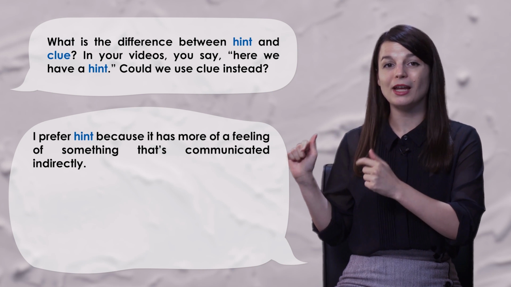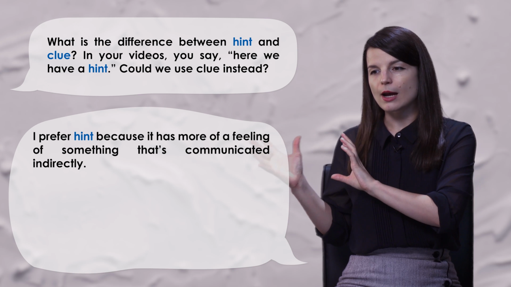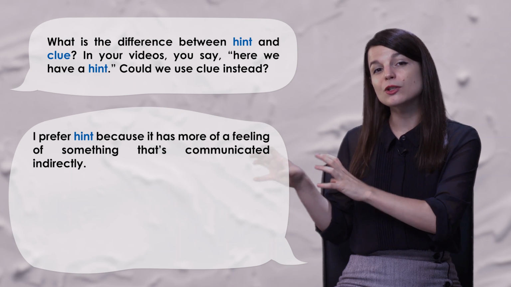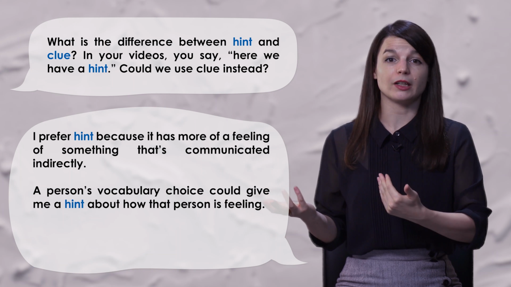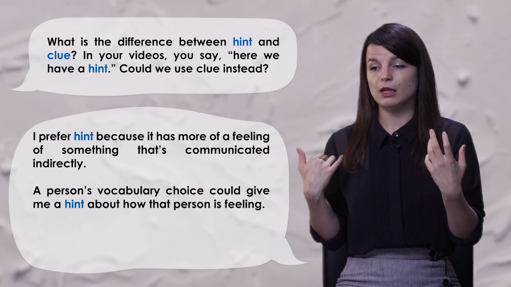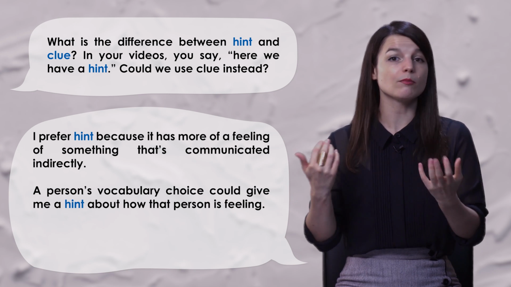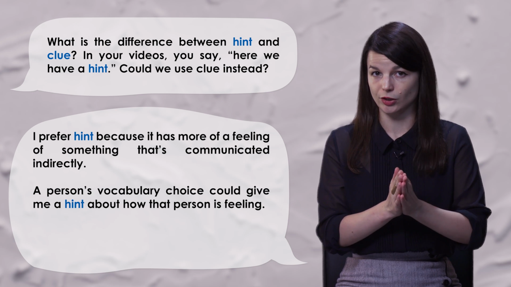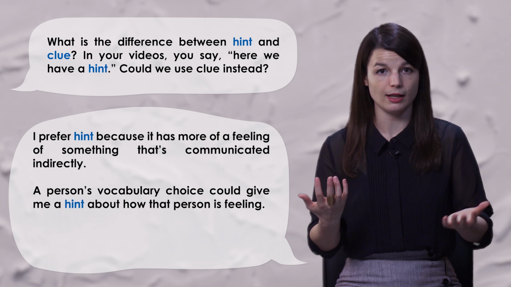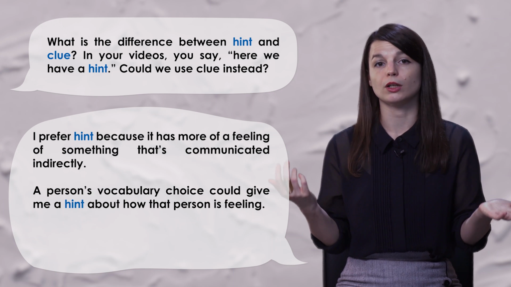So when I say here we have a hint, it's like I'm referring to this indirect information I'm getting from this sentence. Someone's vocabulary choice, for example, could give me a hint about that person's emotions for the day. So it's an indirect way of receiving information, a hint. So I prefer to use hint, but I think it's fine to use the word clue.